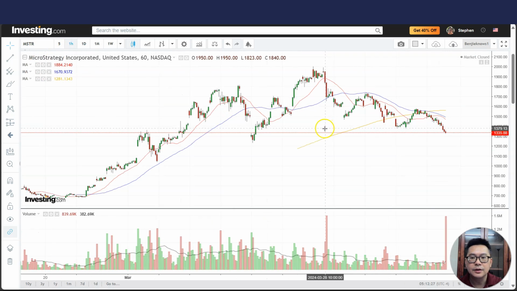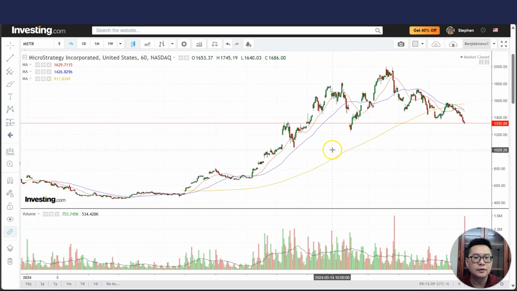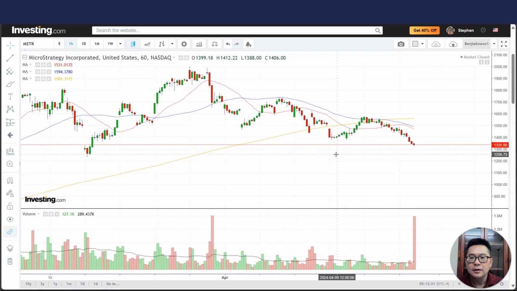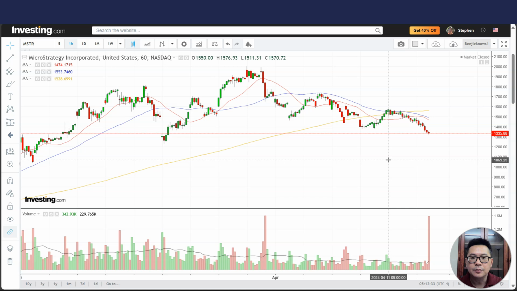So let's go to the 60-minute chart of MSTR. Right now it's in a bearish mode because it's already below the 60-minute 200 MA. You absolutely should not try to buy a stock when it is below the 200 MA. And you can see there's a bearish cross here where the 60-minute 20 MA has already crossed below the 50 MA. So this is a trend following guide that I use.